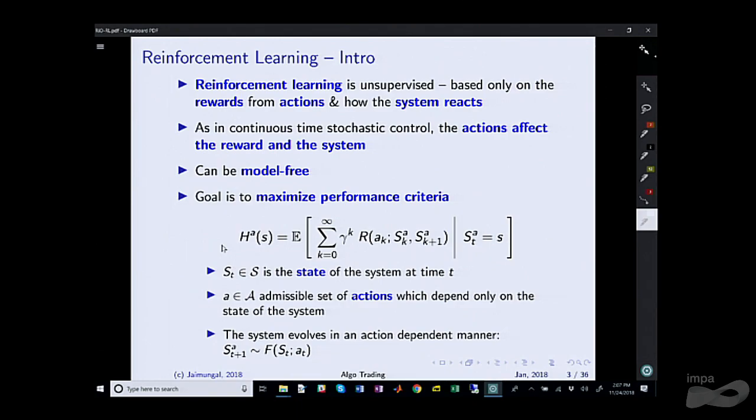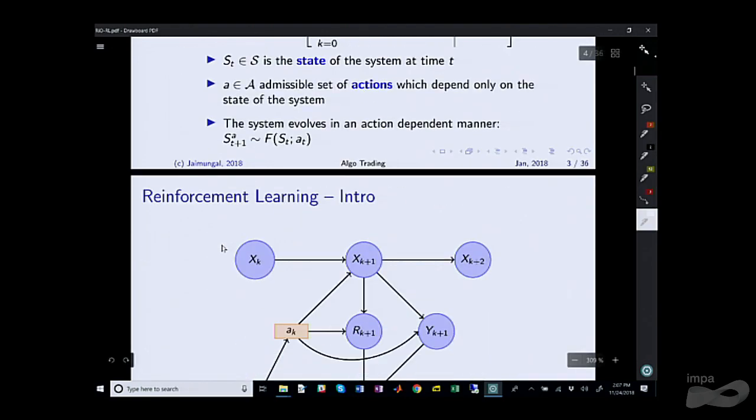So script S is going to be the state of the system, and S sub t would be the state at time t. A is the action you take, and script A is the set of admissible actions. And the system evolves in a discrete time setting, so the new state of the system can be thought of as being drawn from some distribution, which is given by F there, where S_t is the previous state of the system, and A is the action that you take. So it's fairly generic. You just say the system evolves from your current state to some new state, and that evolution depends on the action that you take. That's the general setup. It looks kind of like this.